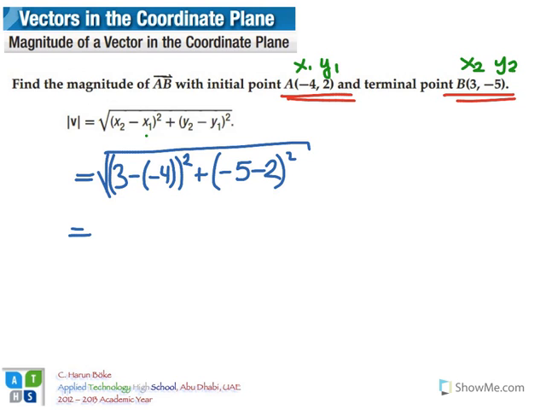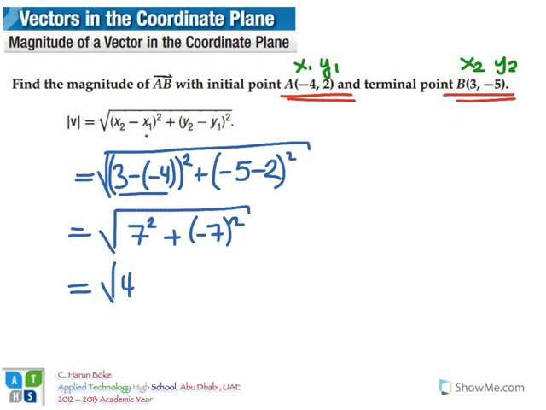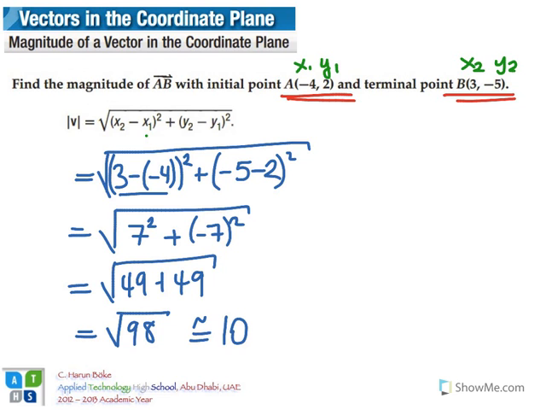So if we do the calculation, in the first parenthesis we have 7 squared, in the second parenthesis we have minus 7 squared. So it will be like 49 plus 49, which is the square root of 98, which can be given as approximately 10.